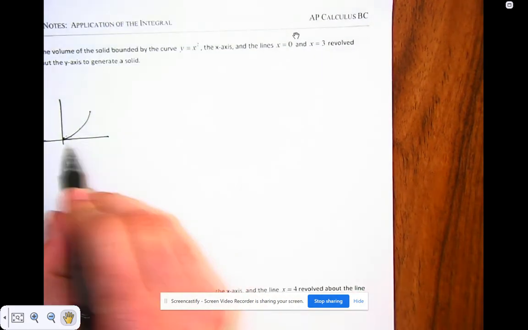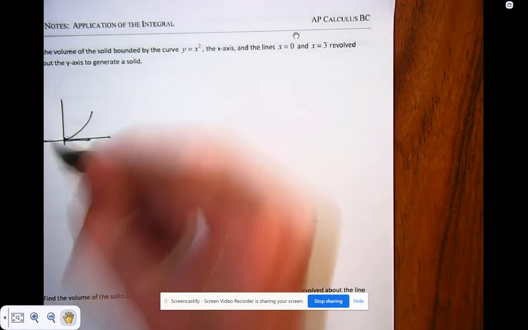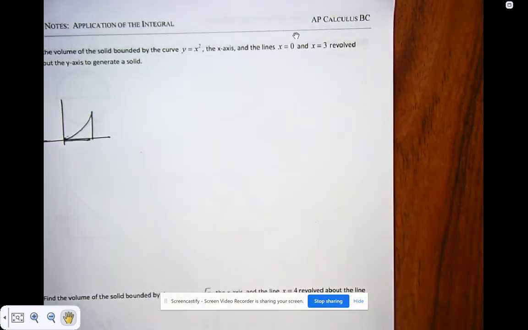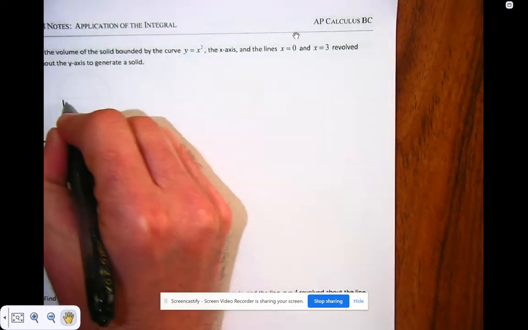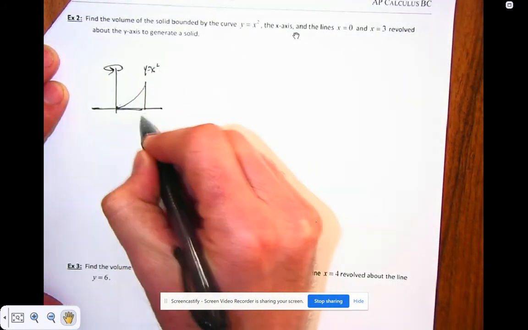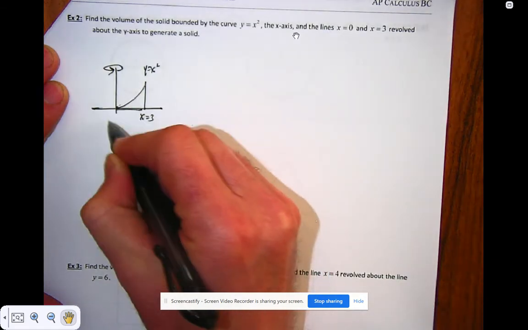We've got the x-axis, which is down here. We've got the line x equals 0, which is right there, and the line x equals 3, right there. And we're going to spin it around the y-axis again. So y equals x squared, x equals 3, x equals 0.